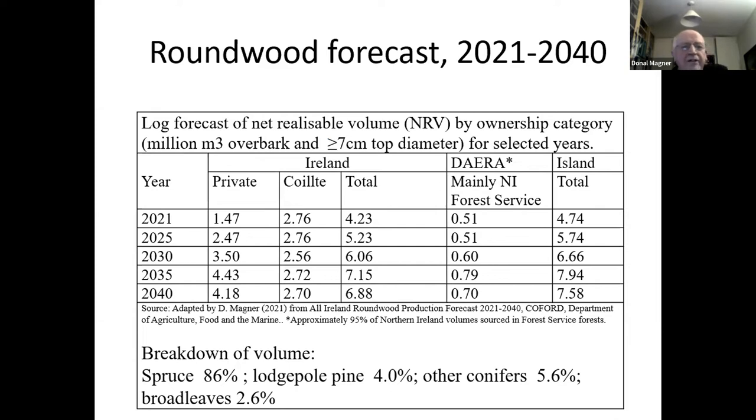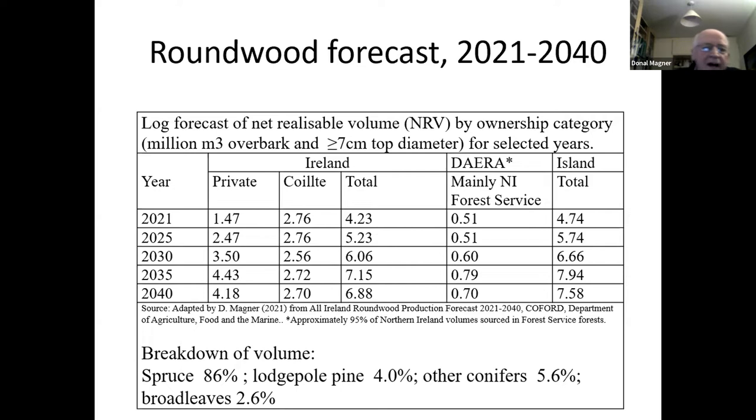The recent forecast shows that the total, if you look on the extreme right there, this is for the island of Ireland, we're producing around 4.74 million cubic meters of timber on the island at the moment. And by the year 2040, we'll reach 7.6 million cubic meters. By 2030, we're almost close to 7 million cubic meters.